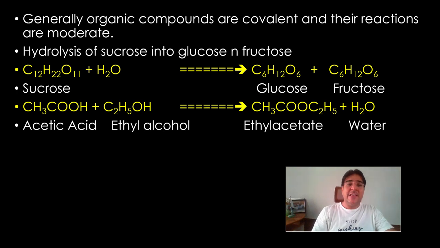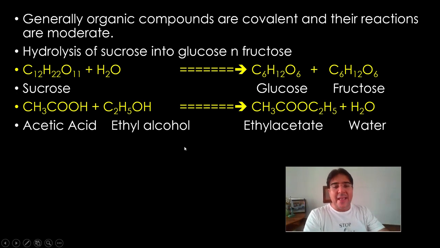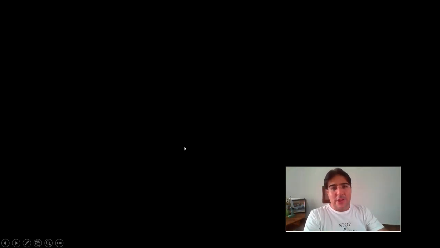We'll also see that sucrose, sugar, table sugar, normal sugar, if it is added to water, it breaks down to glucose and fructose. So this is also a moderate reaction. So there are 3 types of reaction based on reaction velocity: slow, fast, and moderate.